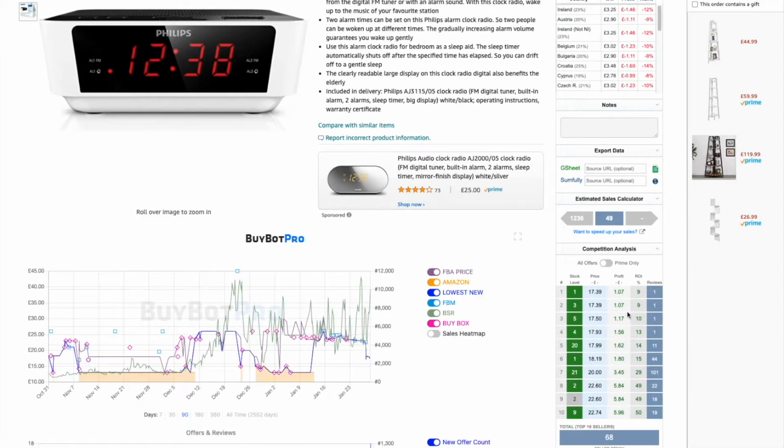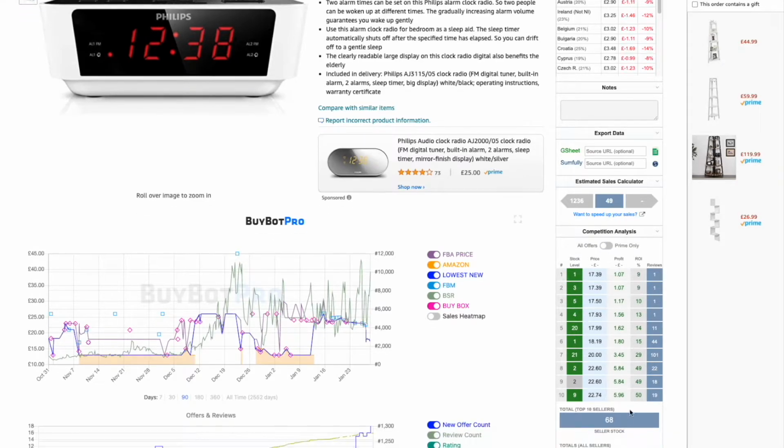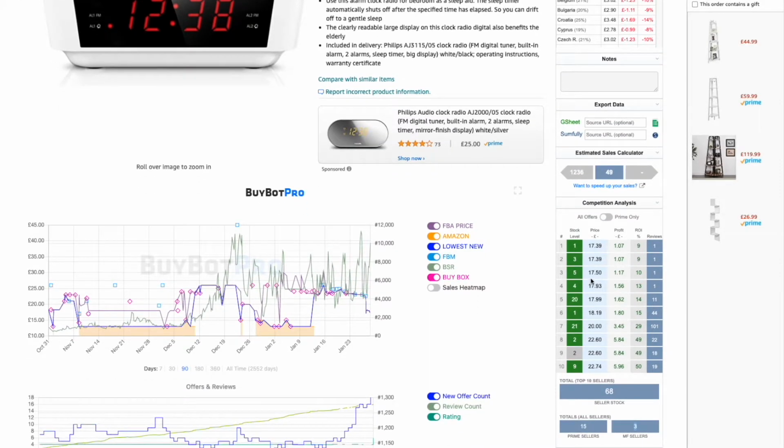Continuing on, the good thing about having one of those apps is that here you can see all the different sellers that have this item. You can see how many people. There's 68 in stock. You've got 15 Prime sellers, 3 MF sellers. Apologies guys, we've got hiccups. And you can see what price they're selling it at, and you can judge what price you want to sell it at.